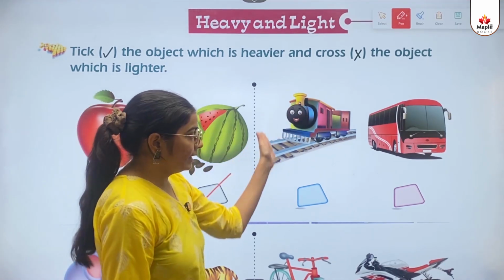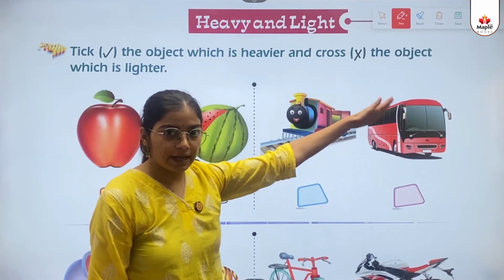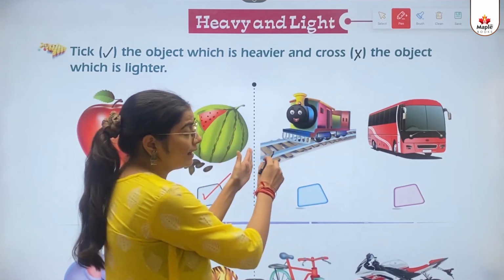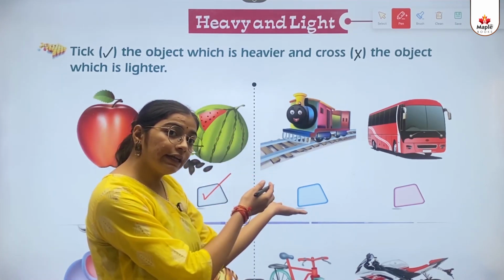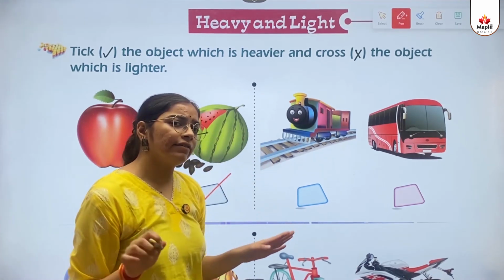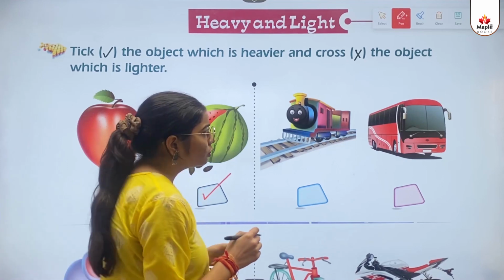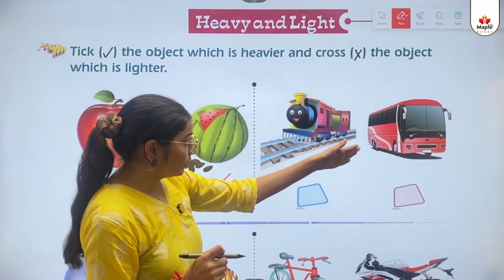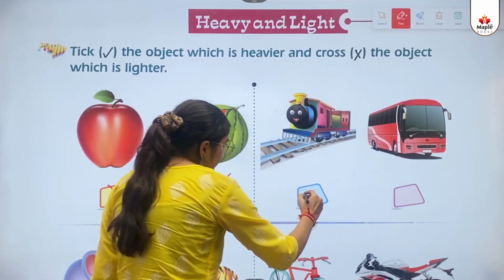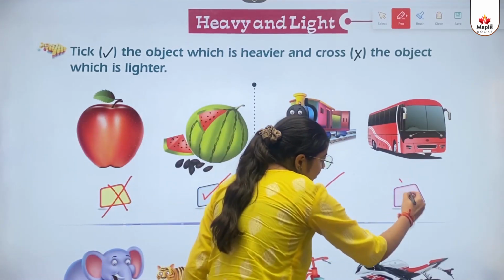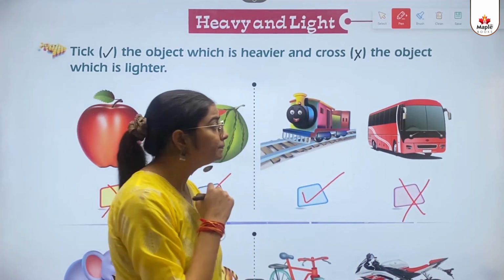Then a train is given and a bus is given. Train has more coaches, so it is heavier in weight. Bus doesn't have any coaches, so it is lighter in weight in comparison to the train. So we'll tick on this and cross on this.